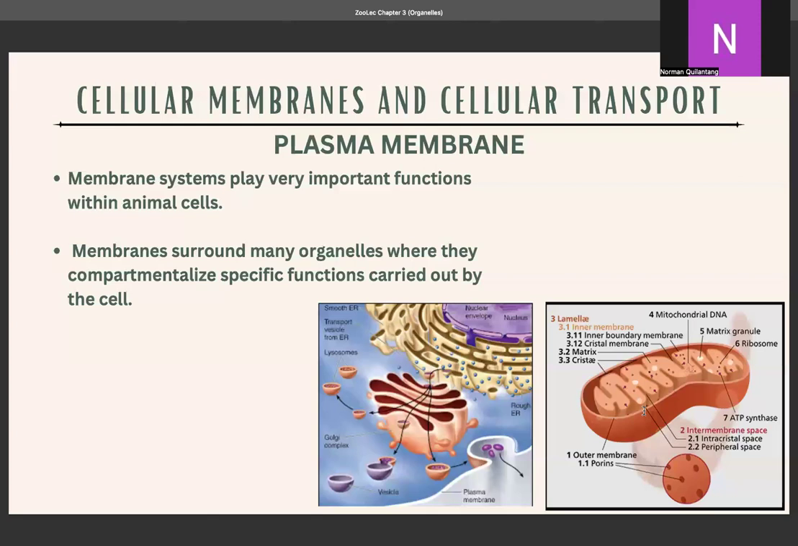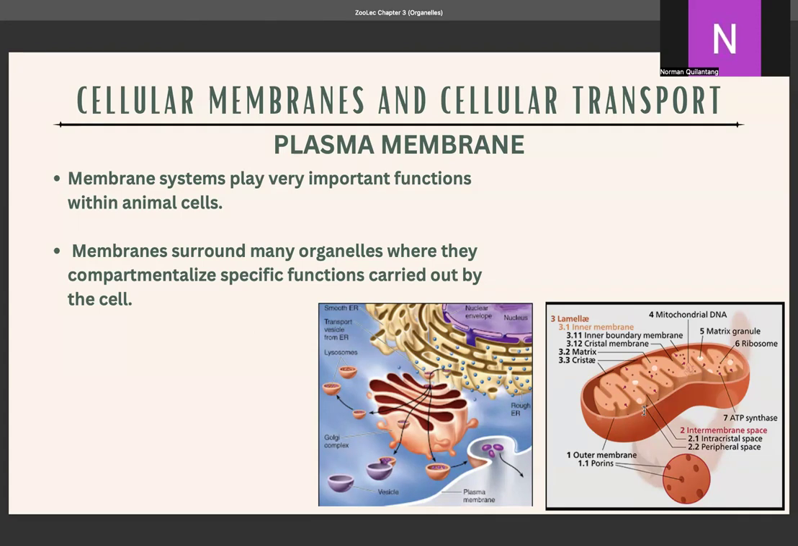Again, this is the plasma membrane, and you can actually see this in your fresh mounts of the cheek cell. This is just a very thin layer that separates the inner contents of your cell from its external environment. It's not just a physical barrier from the external environment. Cell membranes actually perform a lot of important functions in the cell.